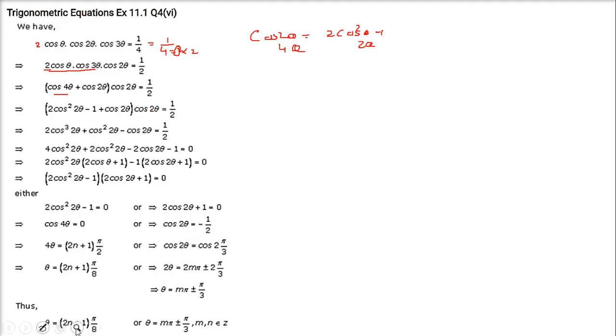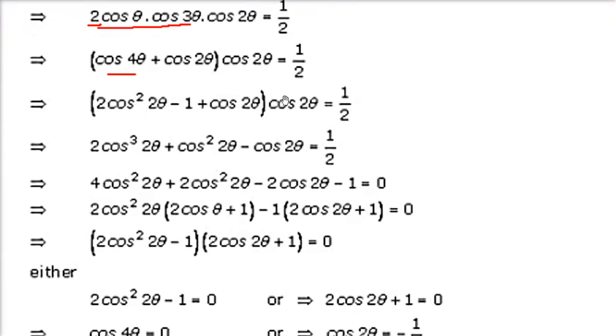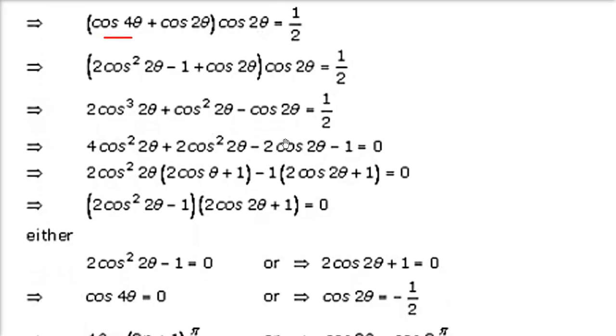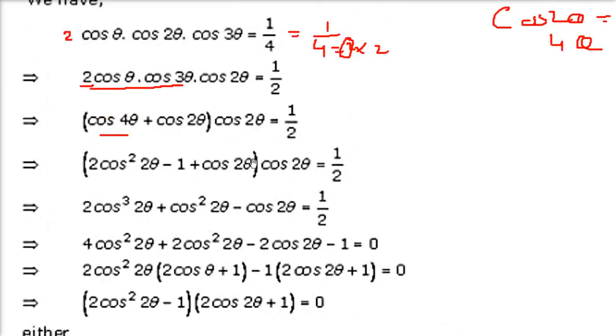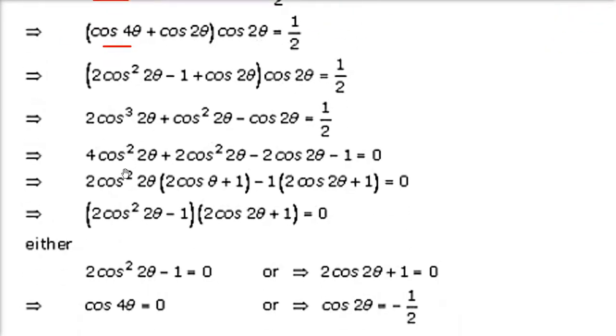What we have done, we have multiplied it inside. So you get 2 cos cube theta, here you get minus, here you get plus cos square theta and minus cos 2 theta equal to half. Now multiply both sides by 2. So you get 4 cos cube theta, 2 cos square 2 theta minus 2 cos theta, right? And taking minus 1 here, minus 1 here.